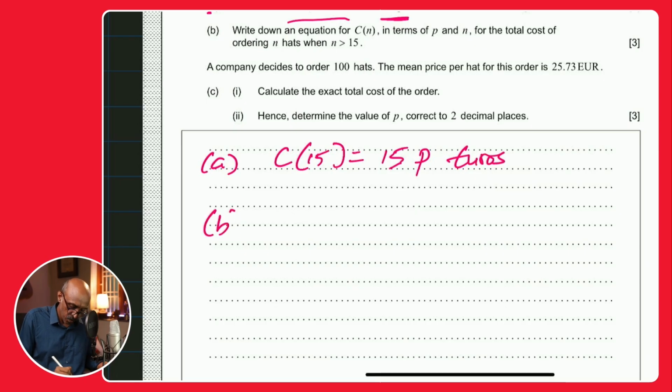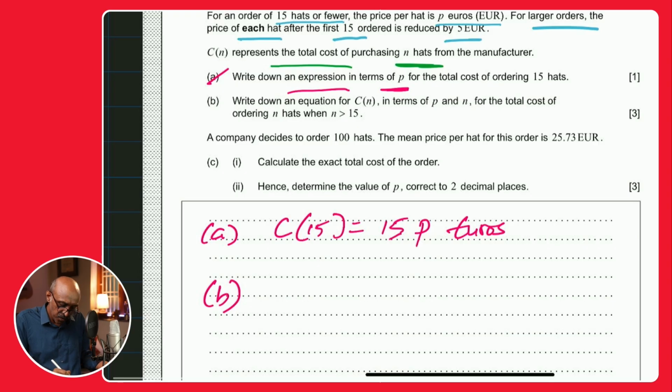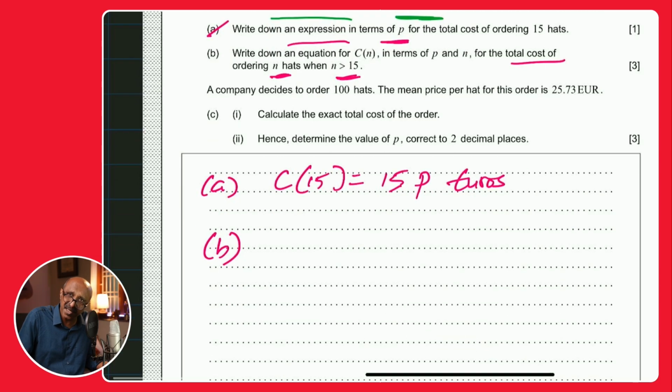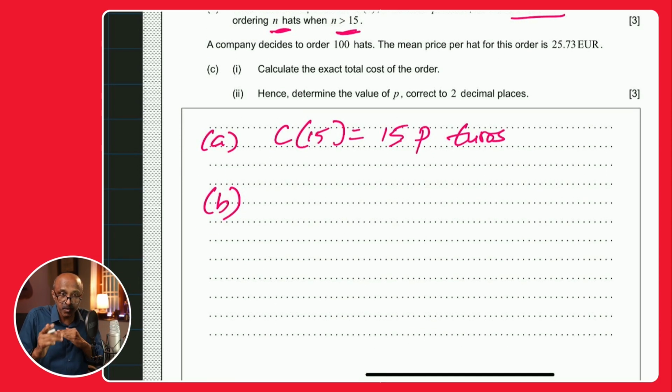All right, part B, what are they asking? Write down an equation for CN in terms of P and N for the total cost of ordering N hats, where N is greater than 15. Now remember what we said earlier. For 15 hats it is 15P, anything more than 15. How do you express anything more than 15 out of the N? Suppose N is 16, then how do you express something more than that? Well, if N is the total number of hats, then N minus 15.